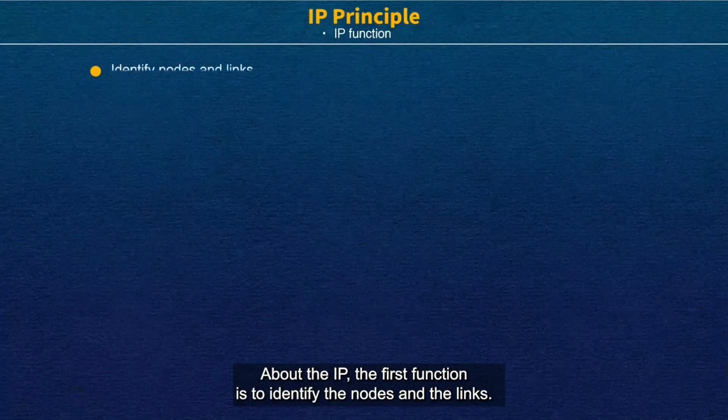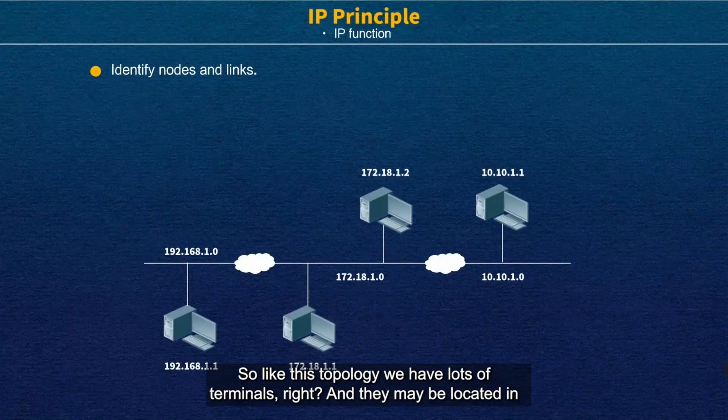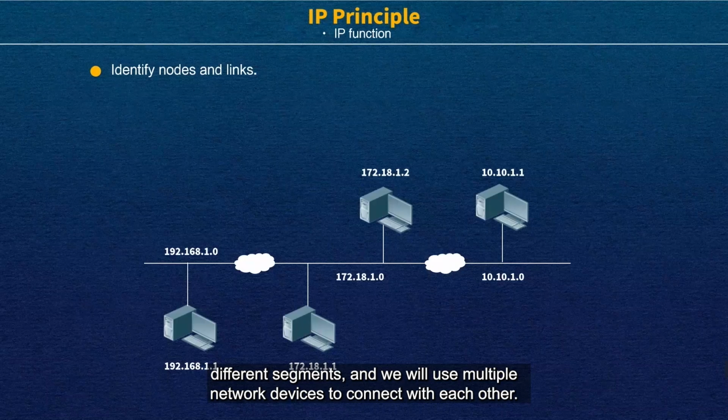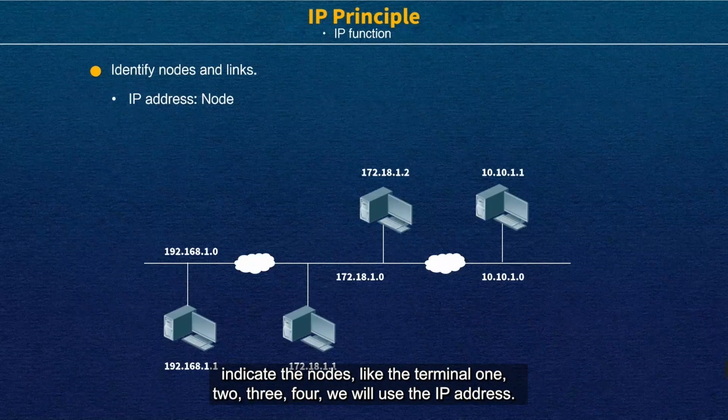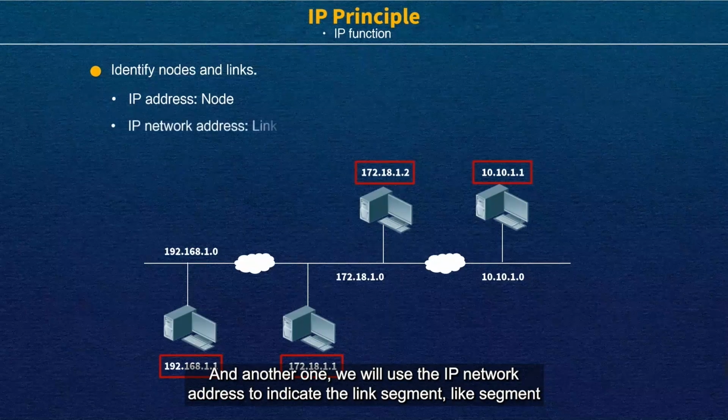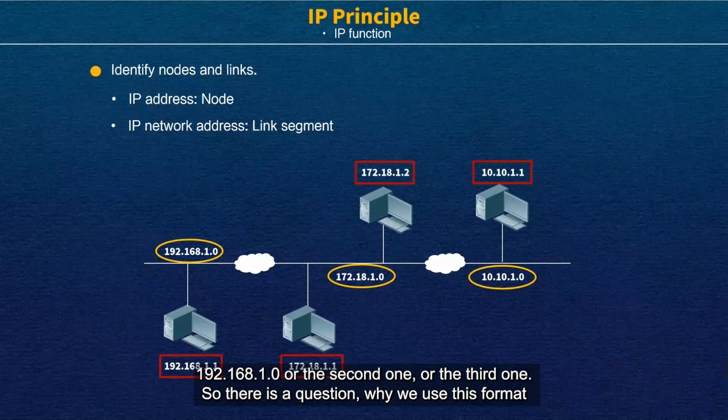About the IP, the first function is to identify the node and the link. Like in this topology, we have lots of terminals, right? And they may be located in different segments, and we use multiple network devices to connect with each other. Here we have 2 types of IP address. The first one is a detailed IP address to indicate the nodes, like terminals 1, 2, 3, 4. And another one is the IP network address to indicate the link segment, like segment 192.168.1.0, or the second one or the third one.